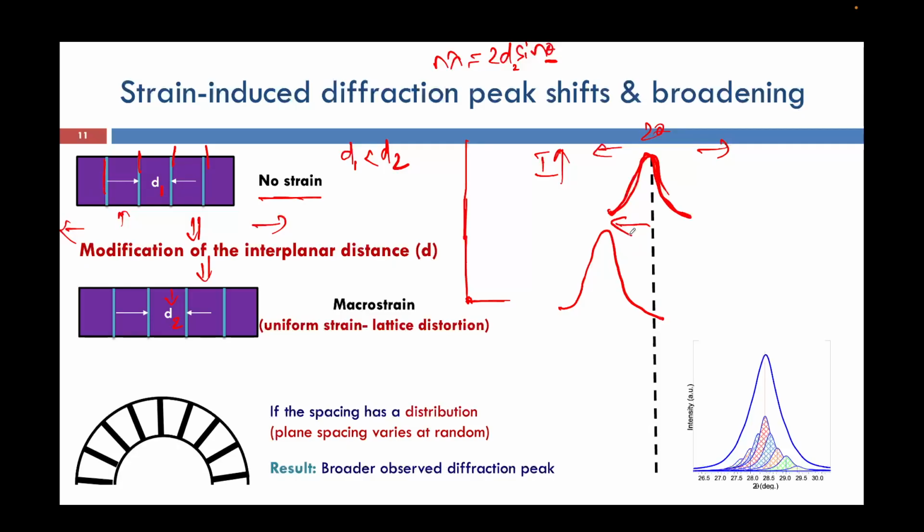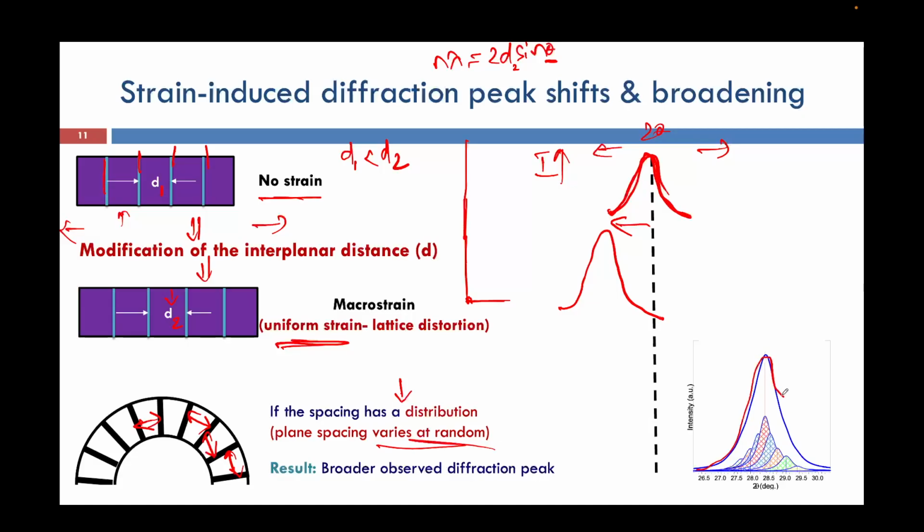Now I have considered uniform strain, that means all of my planes will be shifted in equal proportion. But that might not be the case always. If I have a distribution of the spacing, that means non-uniform strain is there, the distance between these two planes might or might not be the same as the distance between these two planes. Okay, so in that case the plane spacing varies at random, so I will be getting a more broadened kind of peak.